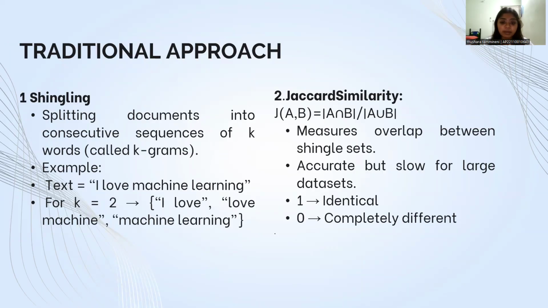So, traditionally, we have two main techniques. One is shingling and the other one is Jaccard similarity. Shingling means splitting a document into small groups of words called k-grams. For example, "I love machine learning" with k equals 2 gives us "I love", "love machine", and "machine learning". Then we use Jaccard similarity, which measures how many shingles overlap between two documents. If it's one, then they are identical. If it's zero, then it's completely different. But this process becomes very slow and memory heavy when we deal with millions of documents.